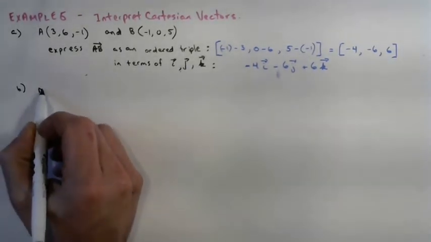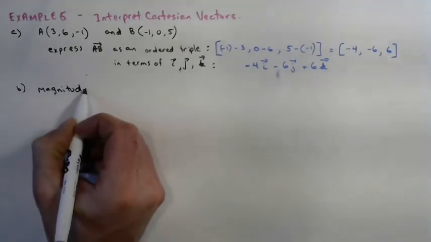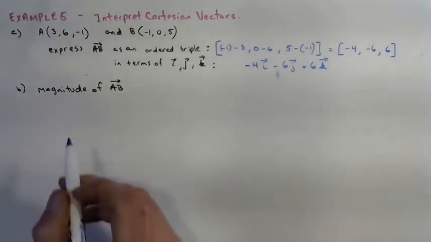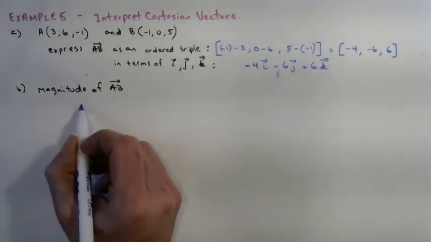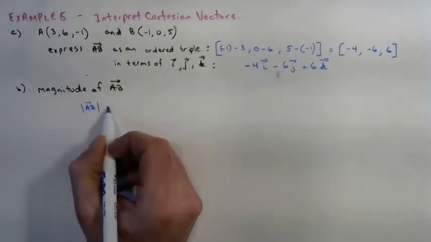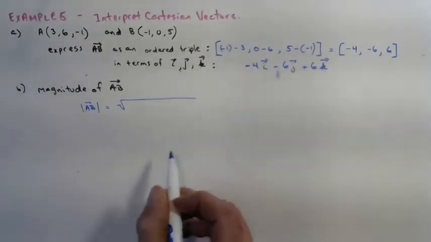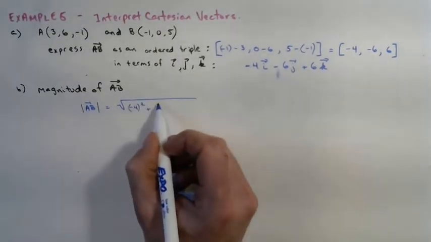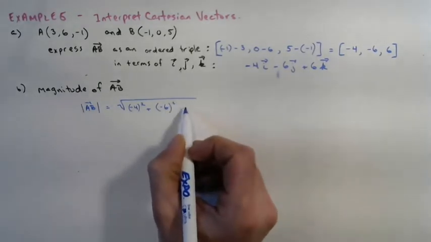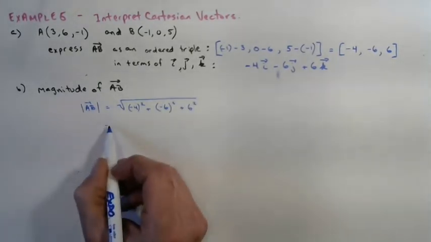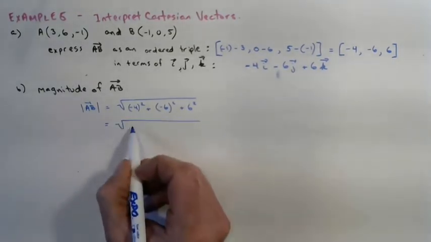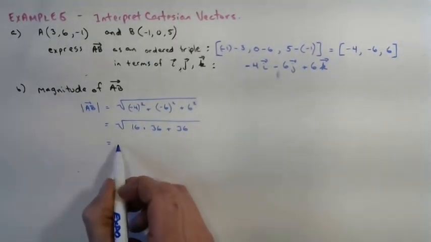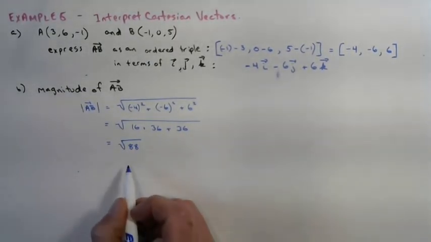B. Magnitude of AB. Well, magnitude of AB. It is the square root of a squared plus b squared plus c squared. 16, 36, 36, 72, 88. Done.